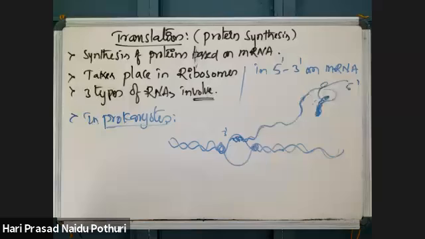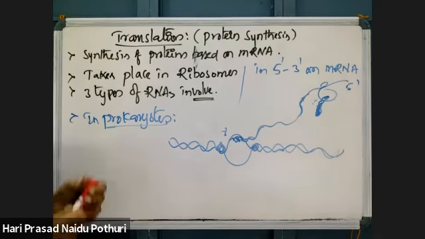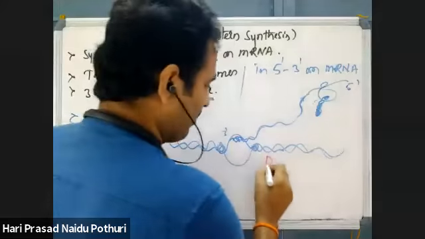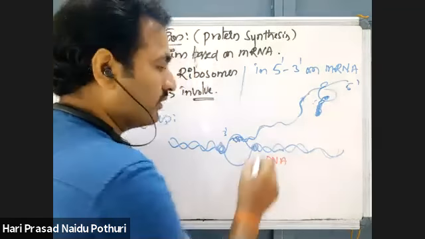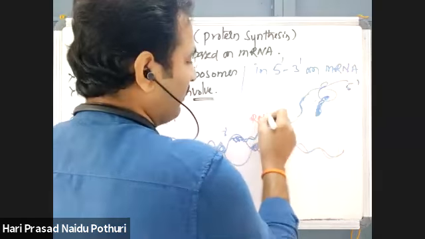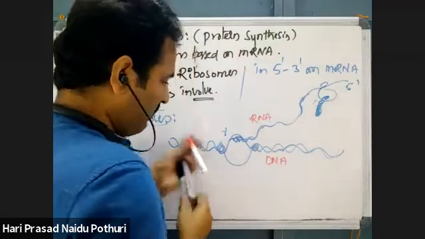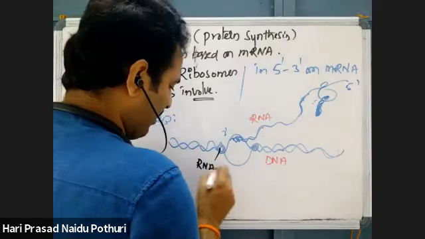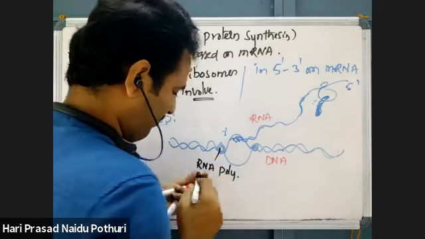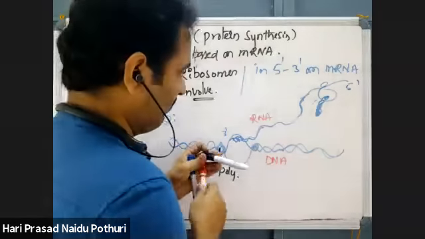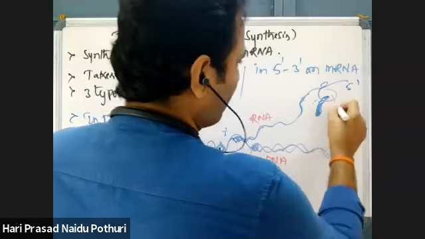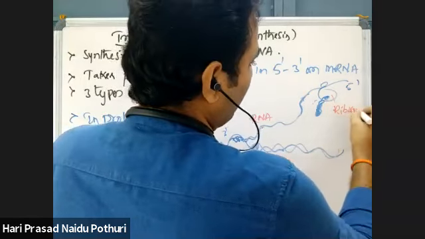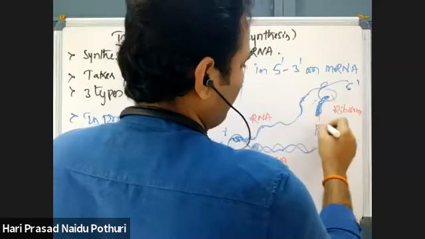This is what? DNA. This is what? RNA. What is this one? This is RNA polymerase enzyme. This is ribosome. This is protein.